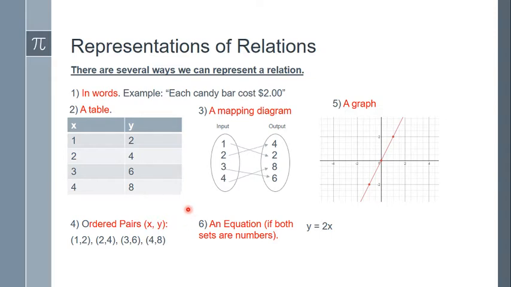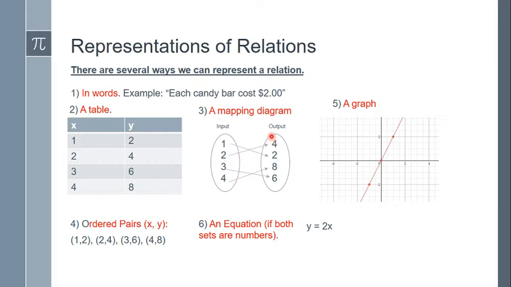We can also represent a relation with what we call a mapping diagram. So you might hear this be called a Venn diagram. All right, so here we have a set of inputs in this bubble, this circle, and over here we have a set of outputs. And then we draw arrows from the inputs going to the outputs to show which input is mapped to which output. So in this case, one candy bar costs $2. Two candy bars would cost $4.